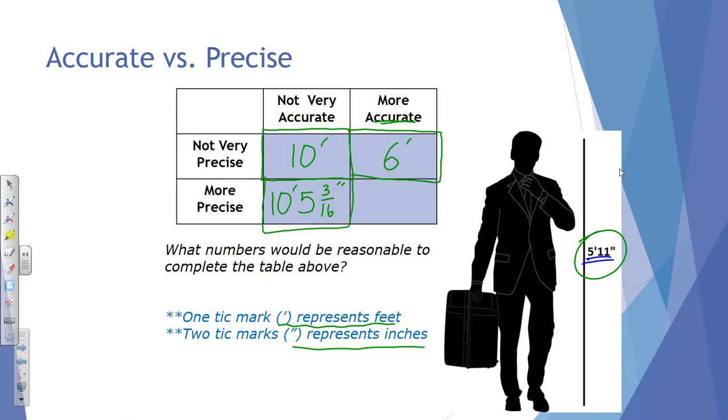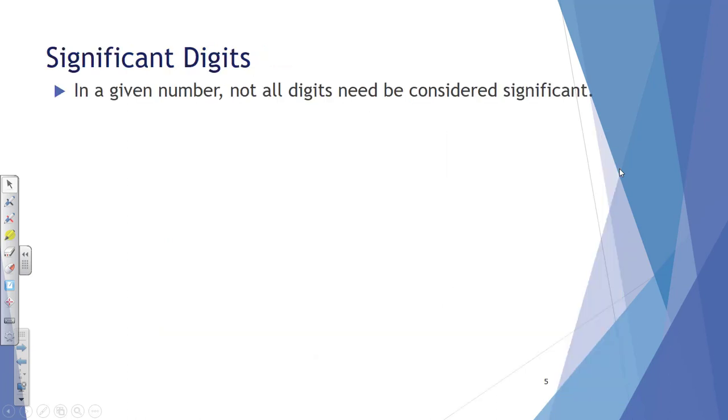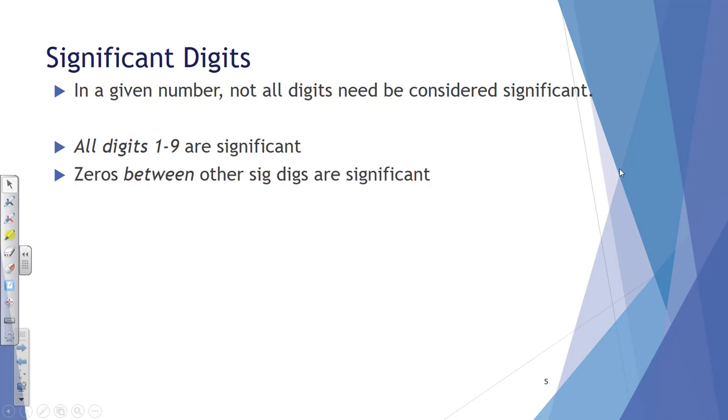But what would a high accuracy and high precision measurement be? Well, maybe this guy is actually 5'11" and 1/8 inches tall. There. Now we've got a fairly accurate measurement, it's close to the real thing, and a fairly precise one. We like that. So when we look at measurements, we can actually quantify how accurate and precise our measurement is, and we do that by looking at significant digits. So we're going to look at what a significant digit is next.